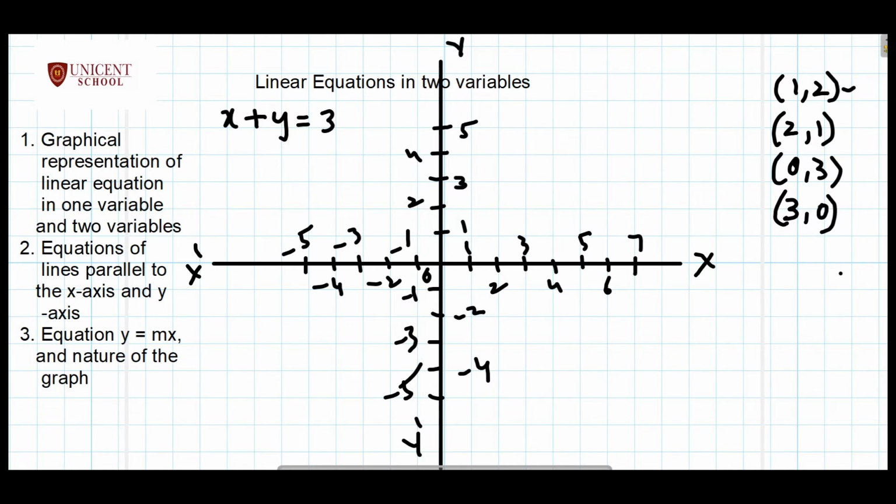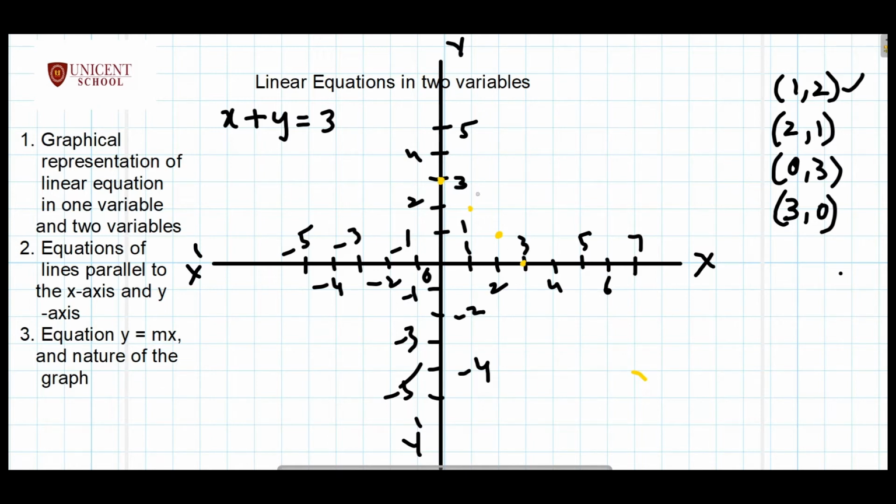Now the first point, what does this point represent? x equals 1, y equals 2. So this is the point where we represent the ordered pair 1, 2. And next 2, 1, it goes here. And next x is 0 and y is 3. x is 3 and y is 0. So this is how we represent them.